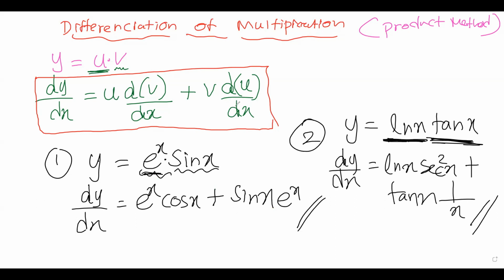You can also show this equation with limits, okay? You can justify it. So with ln x and tan x, it should be ln x times the derivative of tan x, sec squared x, plus tan x times the other part, 1 over x.